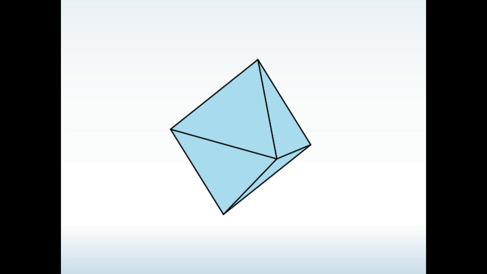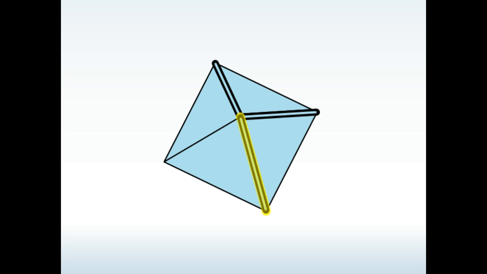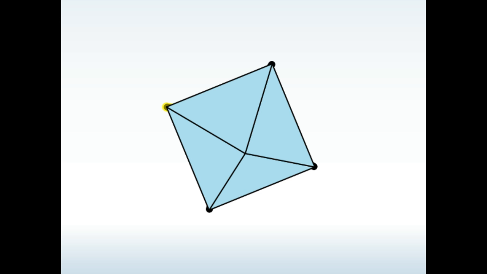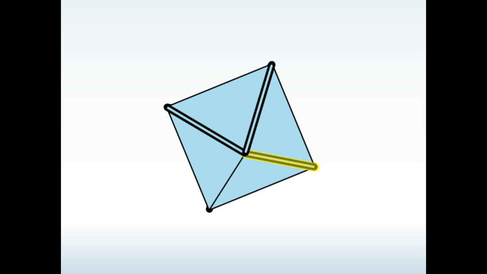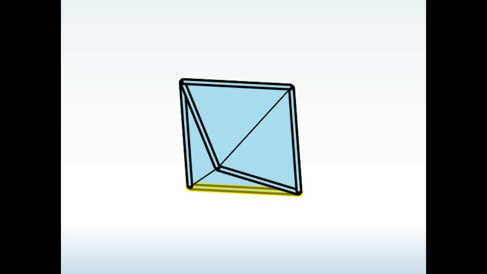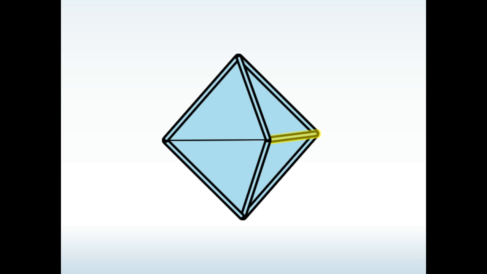Now let's count the edges. So I'm going to rotate it to the top again so we can see there's 1, 2, 3, 4 edges on the top. Let's take a look at the bottom. There's 1, 2, 3, 4 edges on the bottom, and connecting the top and the bottom we have these edges, 1, 2, 3, one more, 4. So that was 12 edges in all.